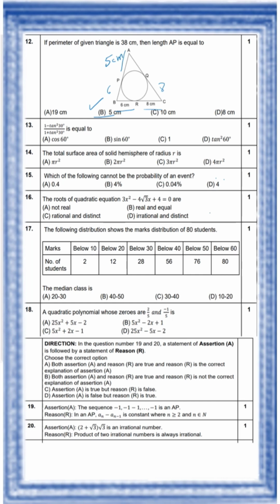1 minus tan square 30 upon 1 plus tan square 30 is equal to. Tan square 30 is 1 by root 3, square is 1 by 3. So 1 minus 1 by 3 is 2 by 3. 1 plus 1 by 3 is 4 by 3. Here 3 and 3 get cancelled. 2 ones are 2, 2 twos are 4. It is equal to half. Value of cos 60 is half. So option A is correct.